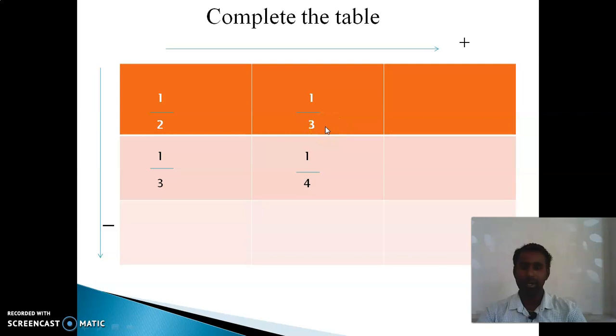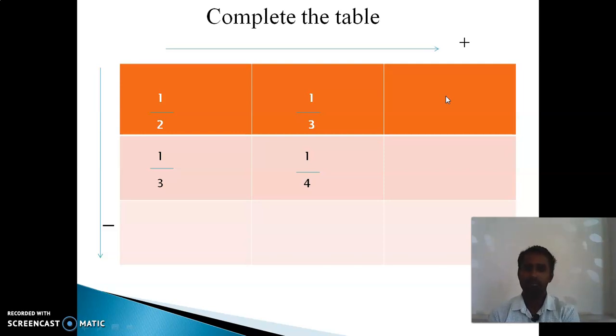So the denominator is not same means what we have to do? We have to take either LCM or cross multiplication. Okay, so if you take cross multiplication means you just say 1 3s are 3 and 2 1s are 2. So 3 plus 2 divided by 2 into 3s are 6. So 3 plus 2 divided by 6 means 5 by 6. Did you get the same answer? 5 by 6.